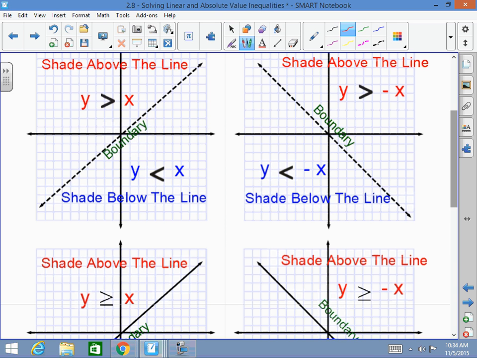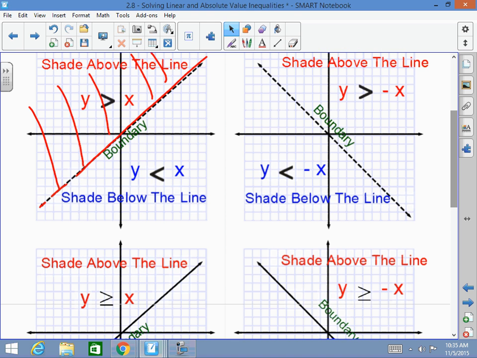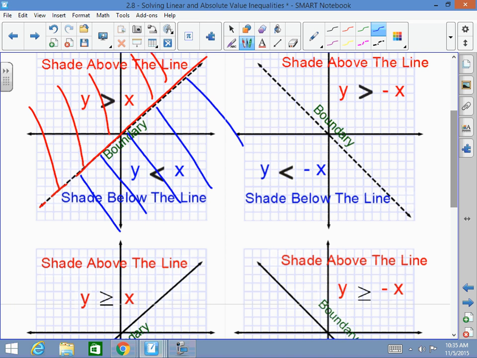If I have y is greater than x, I know that my slope is right here. It's positive, so I'm going up. If I want to shade y is greater than, you look at the graph and it's going to be shaded above the graph. So if it's greater than, you shade above the graph. If you have y is less than x, then you're shading below the graph.